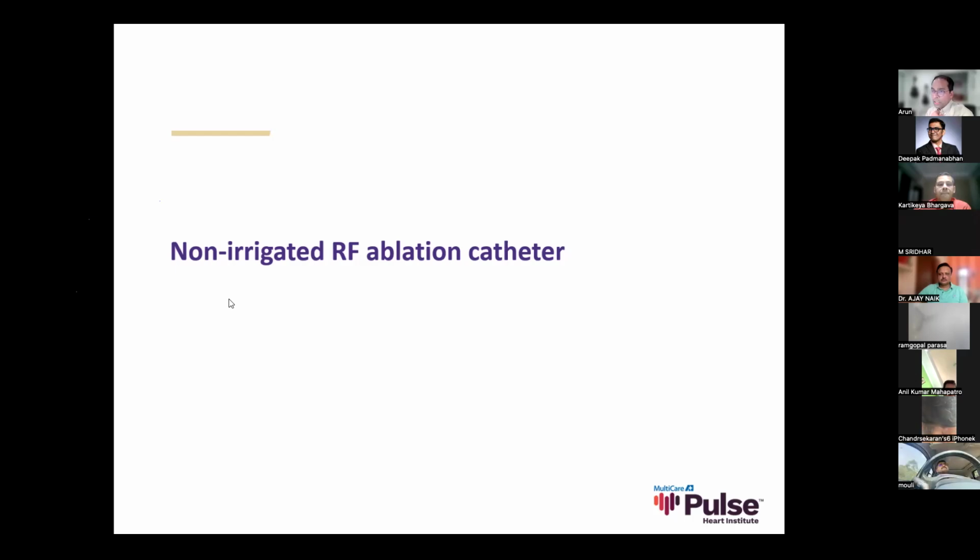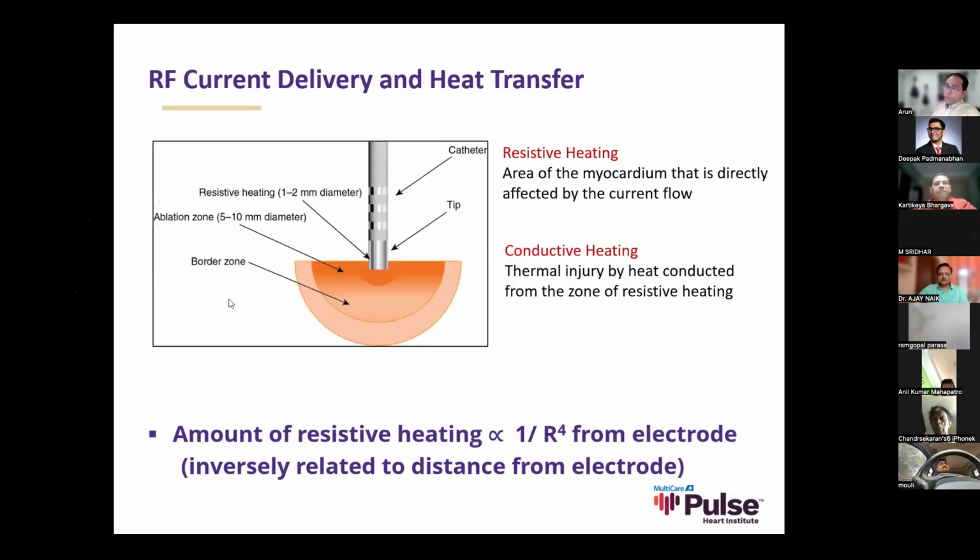So, the non-irrigated RF ablation catheter. It's very important to understand non-irrigated catheters because it is the fundamental catheter, and it's very easy to understand. This forms the basis of understanding everything else. When you use a non-irrigated ablation catheter, all we are trying to do is deliver current through the catheter tip into the tissue, and target that into a particular area.